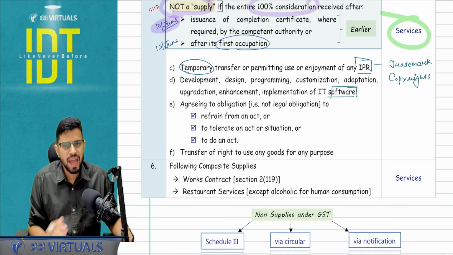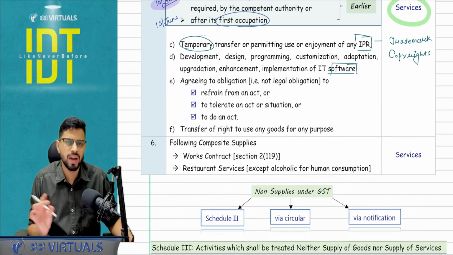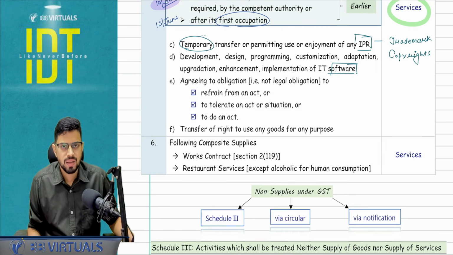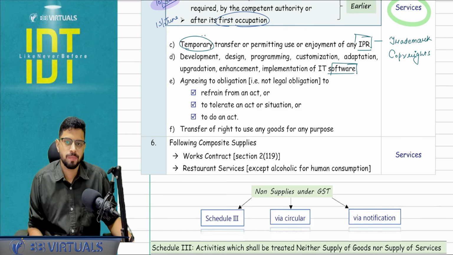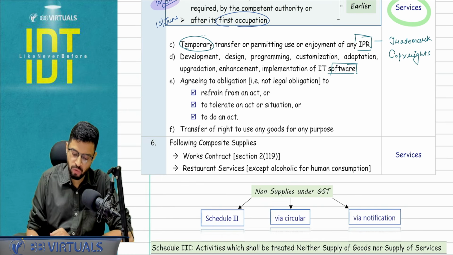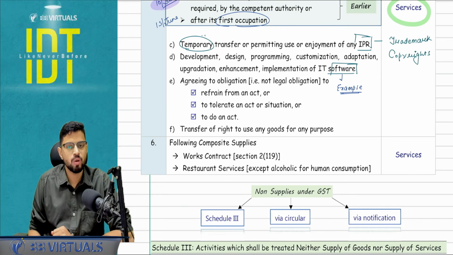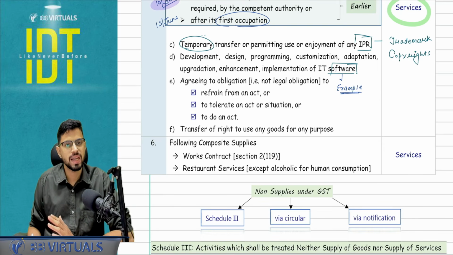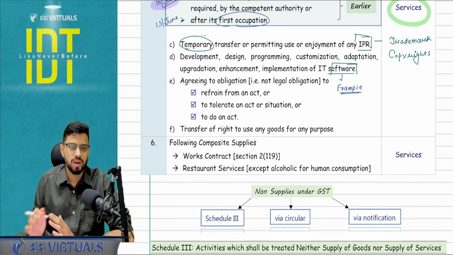Software. Any activity with respect to software: designing, development, customization, upgrade, enhancement. So let's say we got this application built on which you are seeing the classes. What was it? It was a supply of service by the vendor to BB Virtuals. And if you remember, software was one of the examples where double tax was happening earlier. So that was clarified in today's GST: don't consider it as goods plus service. It is a simple case of service itself. Don't make it goods and service.